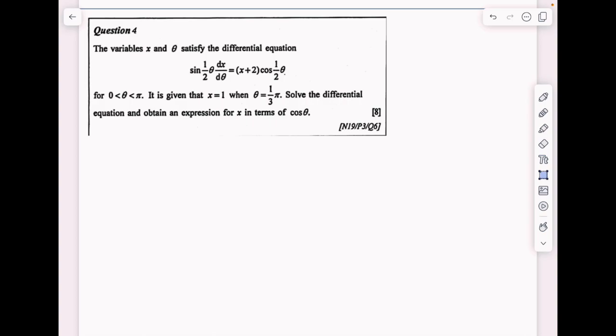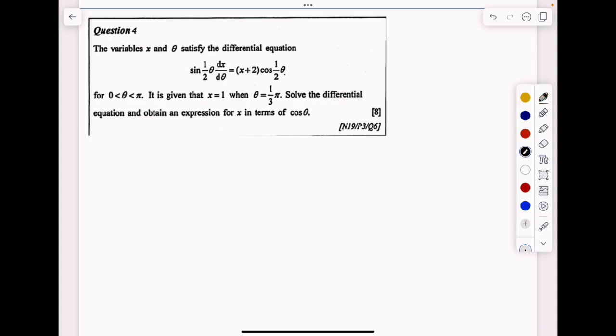So without further ado, let's get into it. Question 4. The variables x and theta satisfy the differential equation sine half theta dx by d theta is equal to x plus 2 cos half theta. Solve the differential equation and obtain an expression for x in terms of cos theta. So how do we go about doing this?